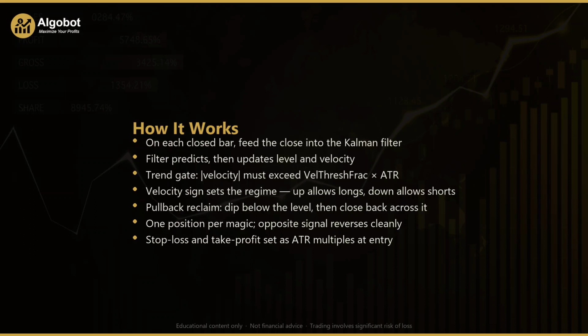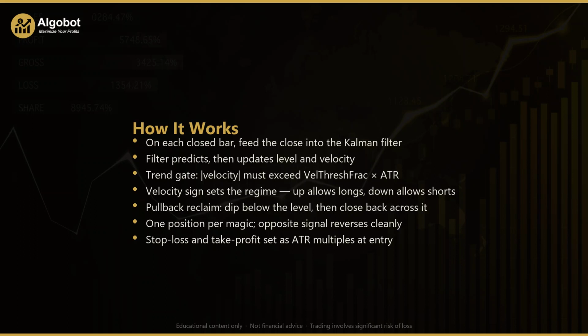Then comes the entry itself, which the code calls a pullback reclaim. In an up regime, the expert advisor waits for price to dip below the filtered level and then, on a following bar, to close back above it. That combination, a dip beneath the line followed by a reclaim of it, signals a pullback that has resumed in the trend's direction, so the strategy opens a long. In a down regime, the mirror applies. Price rallies above the filtered level and then closes back below it, and the strategy opens a short.